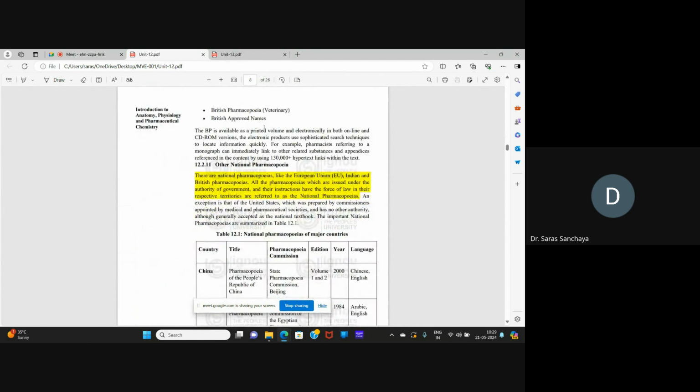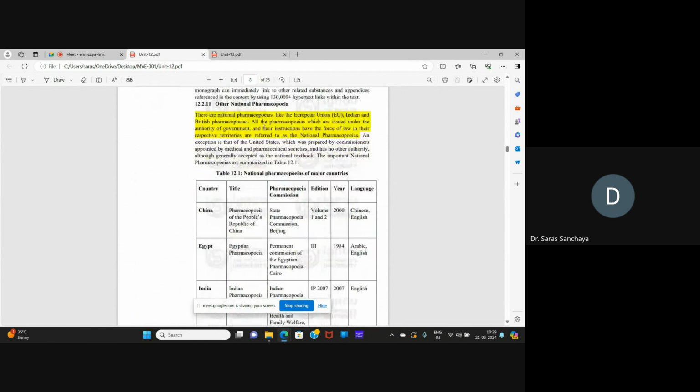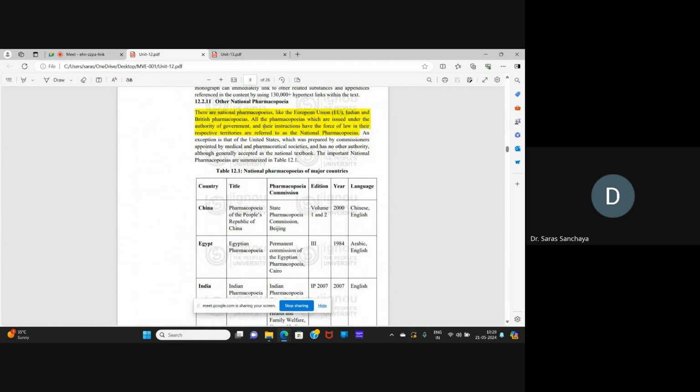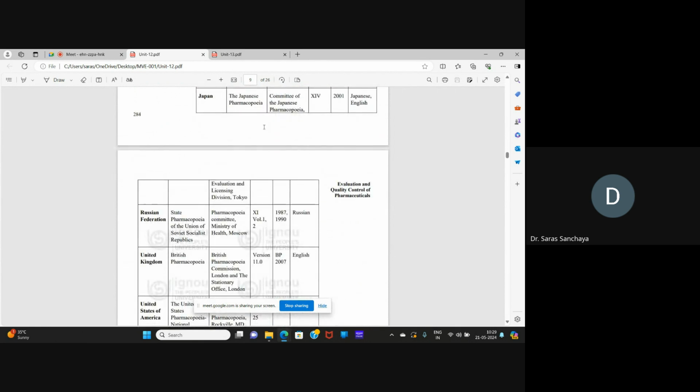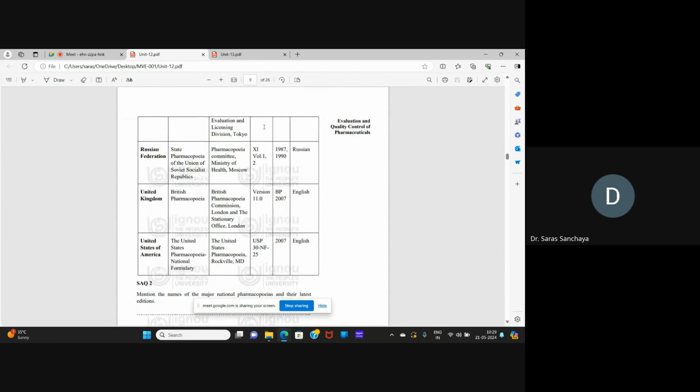Other national pharmacopoeias are like European Union, Indian, and British Pharmacopoeia. All the pharmacopoeias which are issued under the authority of government and whose instructions have the force of law in their respective territories are referred to as national pharmacopoeias. So there can be pharmacopoeias of different countries like China, Egypt, India, Japan, Russian Federation, United Kingdom, United States of America.